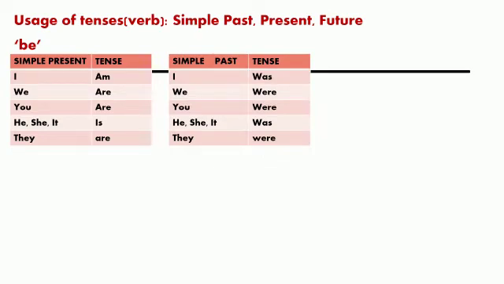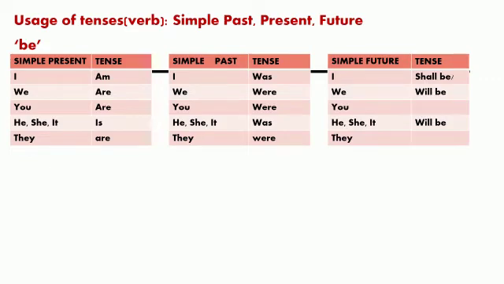Simple past tense. I was, an action that has already taken place. Here you say I am, present tense, and here you say I was, we were, you were, he, she, it was, they were.